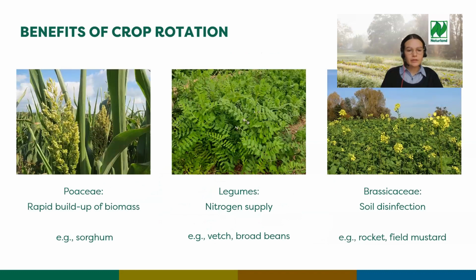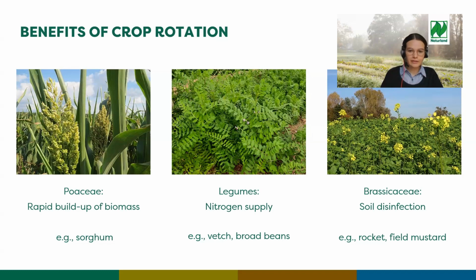And here I pictured some of the cover crop species and plant families and the benefits when they are used as cover crops. For example, what I was able to observe in the Italian greenhouses is that often sorghum, so a Poaceae, is used in mixtures as a cover crop. And sorghum is known for the rapid buildup of biomass, and when you incorporate it into the soil, it therefore helps with the organic soil matter.